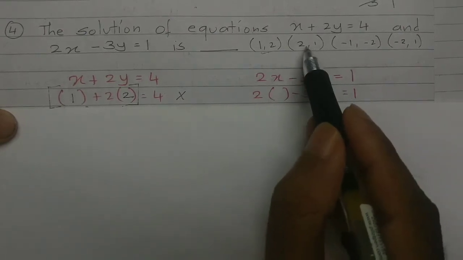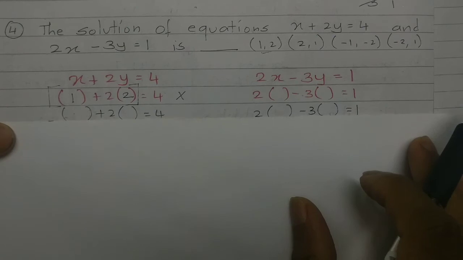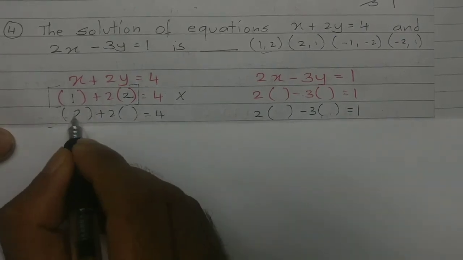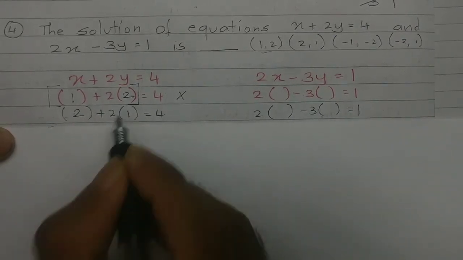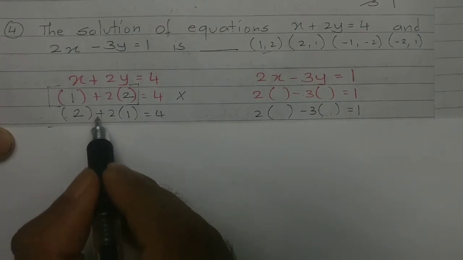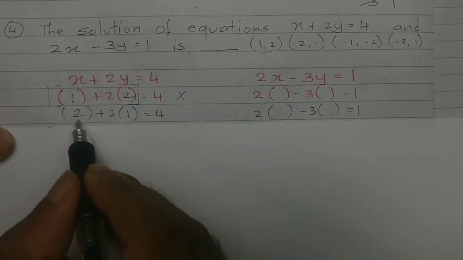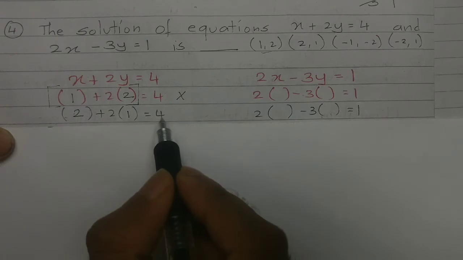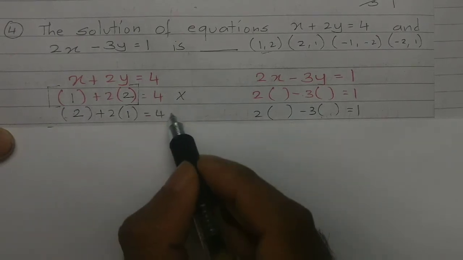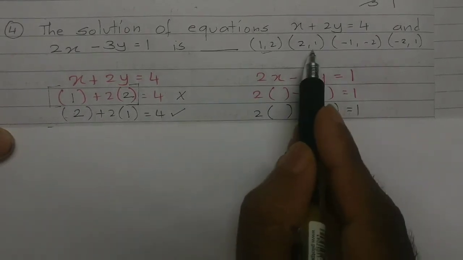Try the second one. So 2, 1. So if I try 2 and 1. Okay, so 2 plus 2 ones are 2. So 2 plus 2 is 4 equals 4. For this equation, this is right.